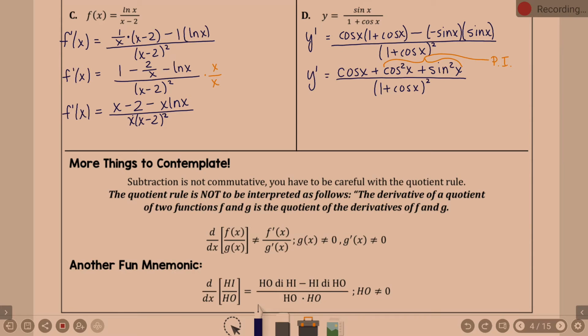So with that in mind, I can clean this up and say cosine x plus 1 over 1 plus cosine x quantity squared. And this is why the Pythagorean identity was good here, because you can actually do a little bit more canceling. The top is cosine x plus 1. The bottom is 1 plus cosine x times 1 plus cosine x. So the top has one of them, the bottom has 2 of them. So if you cancel one of them out, we're at 1 over 1 plus cosine x.